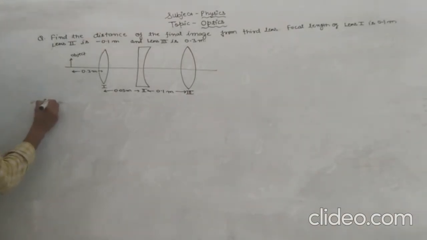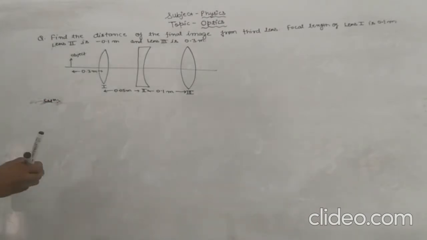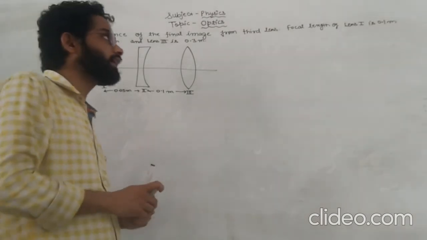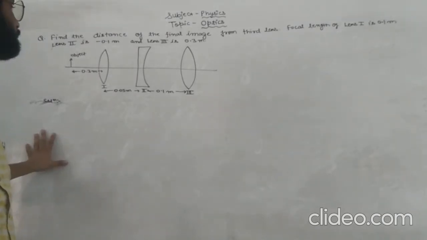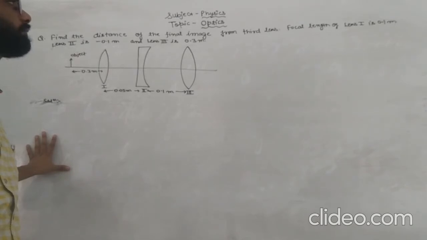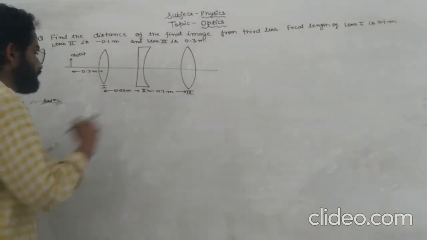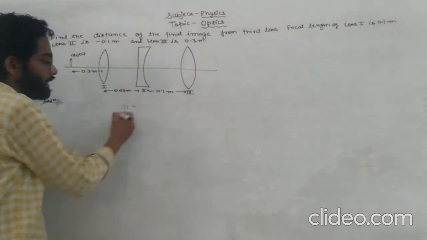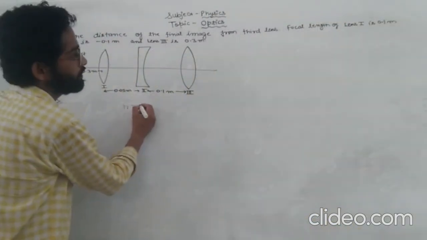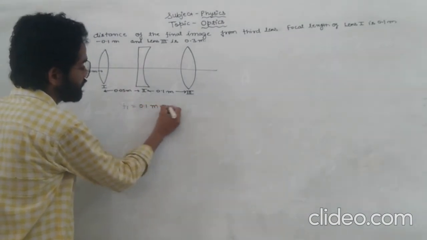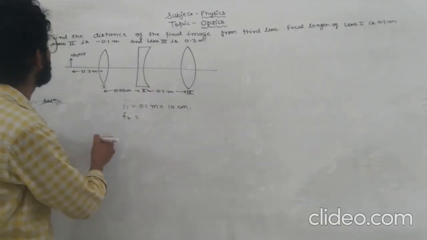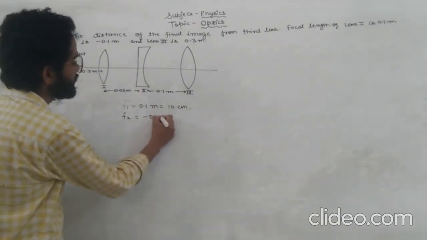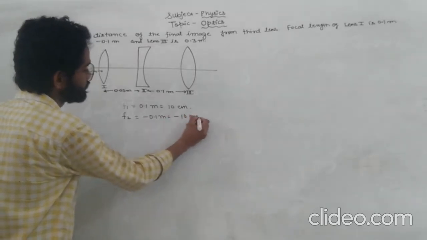The question is asking to find the distance of the final image from the third lens. The focal length of the first lens is 0.1 meter, the second lens is minus 0.1 meter, and the third lens is 0.3 meter. So what is given here is that f1 is equal to 0.1 meter, which can be written as 10 centimeter. f2 is minus 0.1 meter, which can be written as minus 10 centimeter.